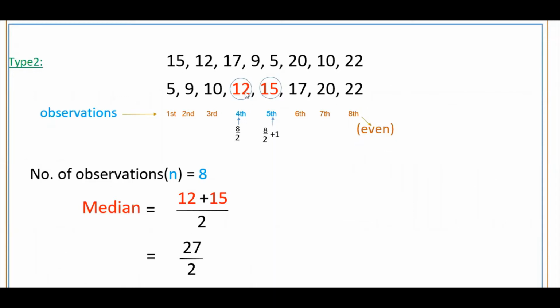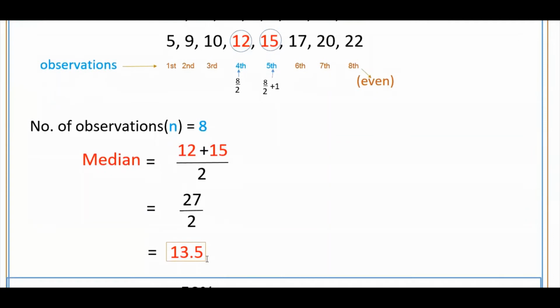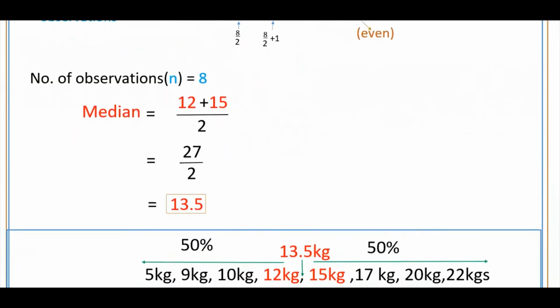So here the 4th observation value is 12 and the 5th one is 15. So here median is equal to 12 plus 15, these two are the 4th and 5th observation values. So 12 plus 15 by 2, that is 27 by 2, that is 13.5 kgs. So this is the median of this data. So if the number of observations is even, then you have to calculate the median like this. So here median is 13.5.